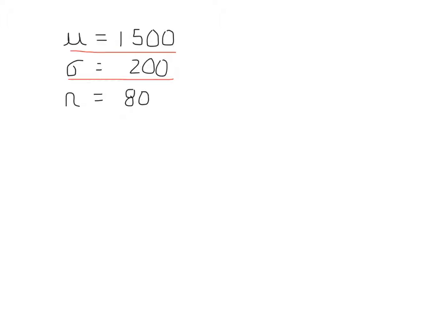The data set has a bell-shaped distribution, which means it's approximately normal, like this. Assume that the number of farms in the sample is equal to 80. So I've identified that little n is 80.